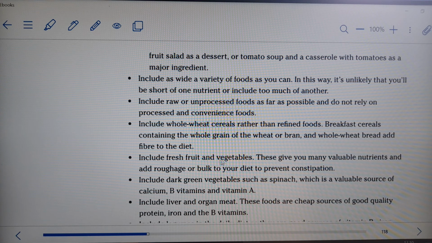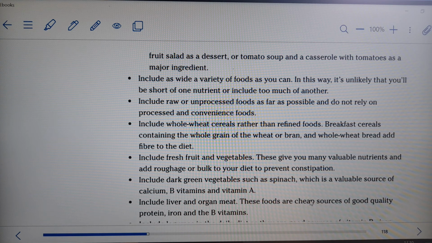Include fresh fruit and vegetables. This gives you many valuable nutrients and adds roughage or bulk to your diet to prevent constipation. Include dark green vegetables such as spinach, which is a valuable source of calcium, B vitamins, and vitamin A. Include liver and organ meat.